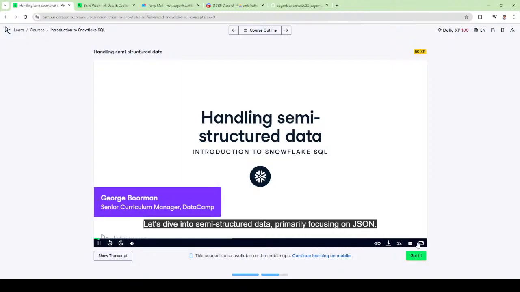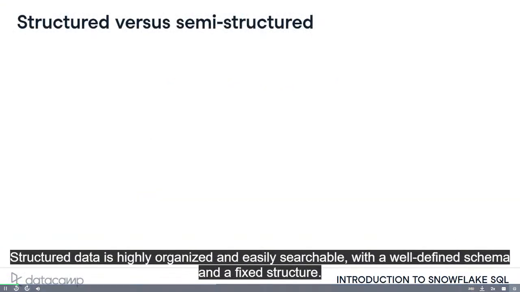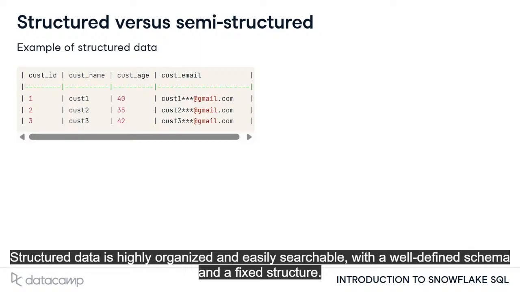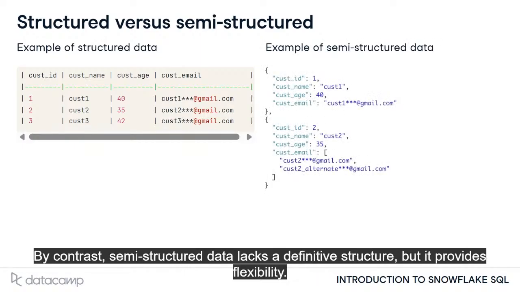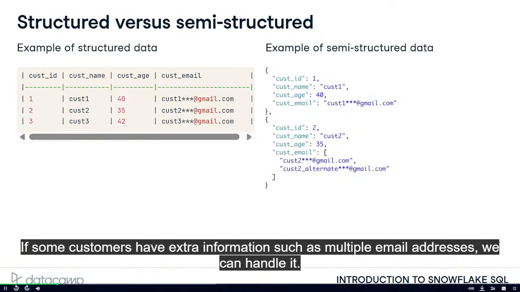Let's dive into semi-structured data, primarily focusing on JSON. Structured data is highly organized and easily searchable with a well-defined schema and a fixed structure. By contrast, semi-structured data lacks a definitive structure, but it provides flexibility. If some customers have extra information, such as multiple email addresses, we can handle it.